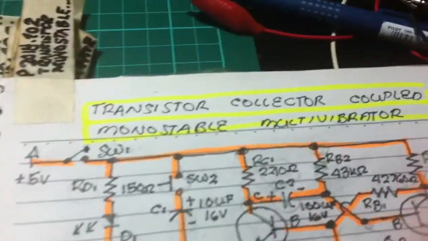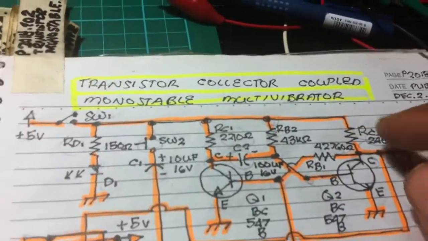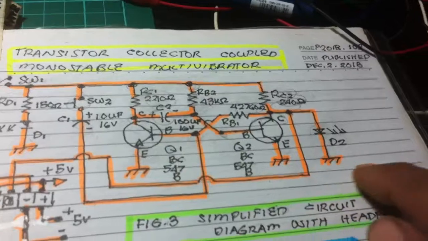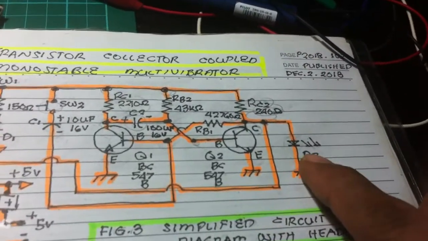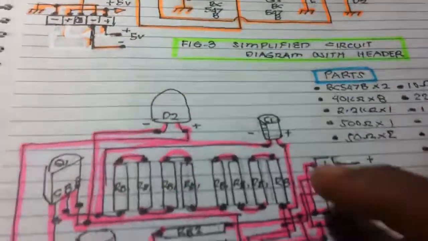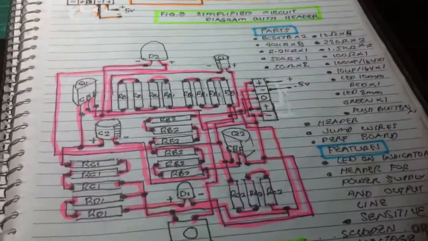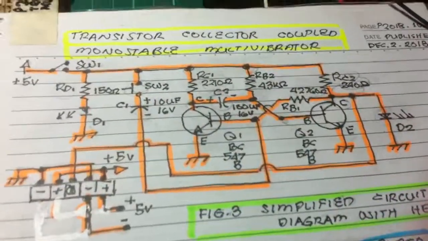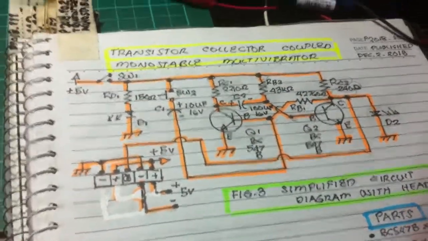And also we have this transistor collector coupled monostable multivibrator. The LED light is controlled by the two transistors. And this is the previous circuit, and this is the circuit diagram.